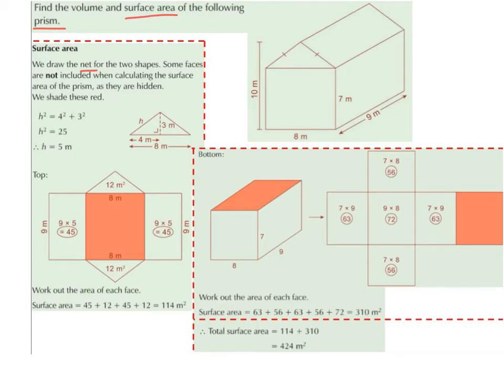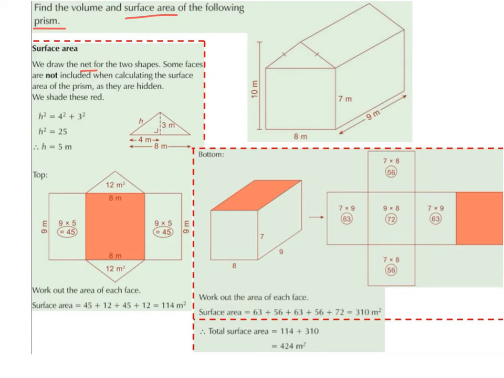So for example, if we were just to take the net of the triangular prism at the top and break it down, we would have a triangle at the front, a triangle at the back that we can't see, a rectangle at one side, and another rectangle at the other side that we can't see. But we would also have a base to our triangular prism. But this is not going to be included because it's stuck on to the rectangular prism at the bottom.